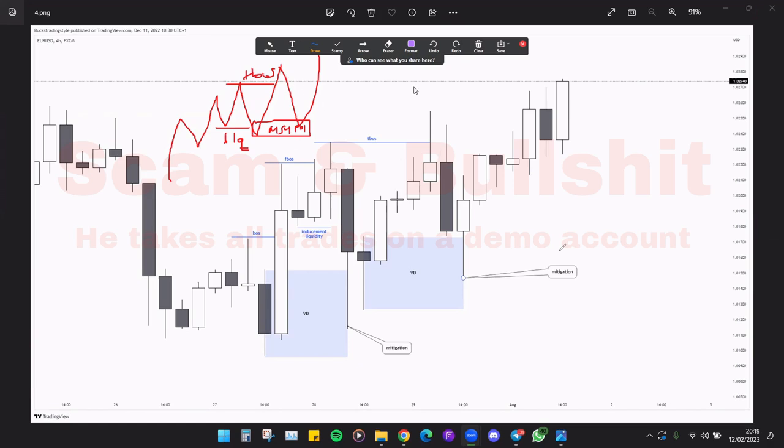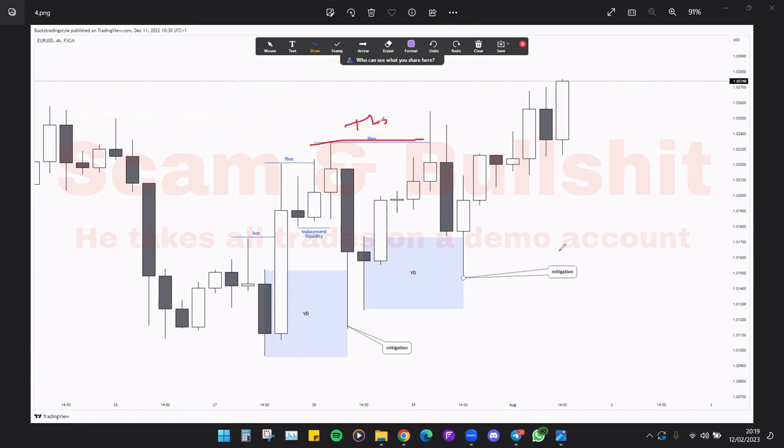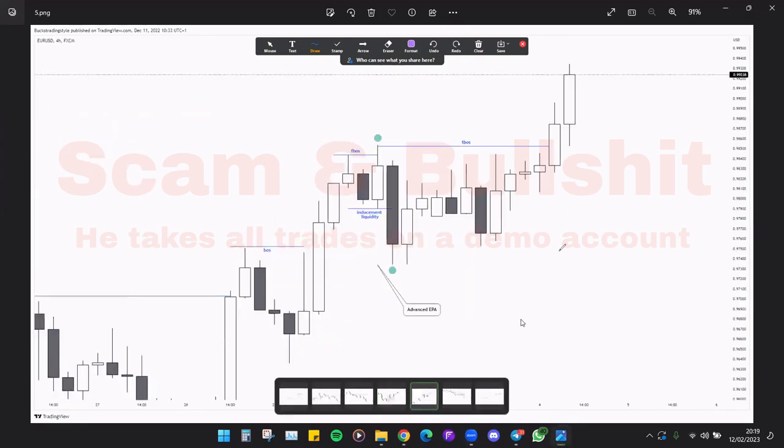Okay, so after the true break of structure right here, price came back down to mitigate this demand zone, right? So this is our MSU POI right here. Price mitigated the MSU POI after the true break of structure, and then it came back up to take out this high. You understand this? Yes. Okay. So let's look at the next example.